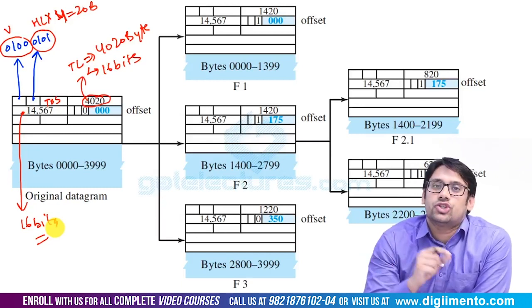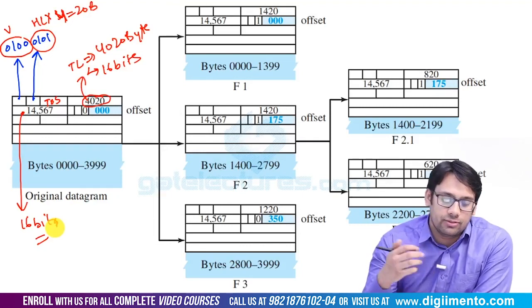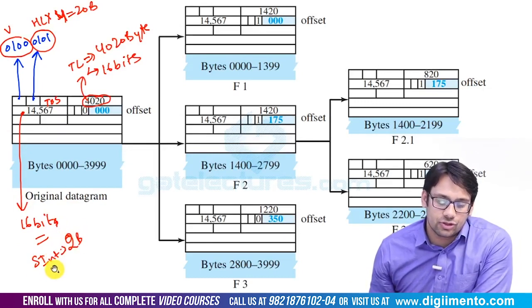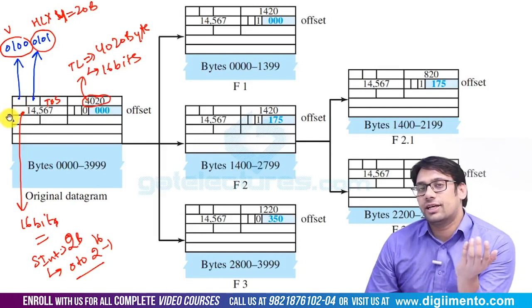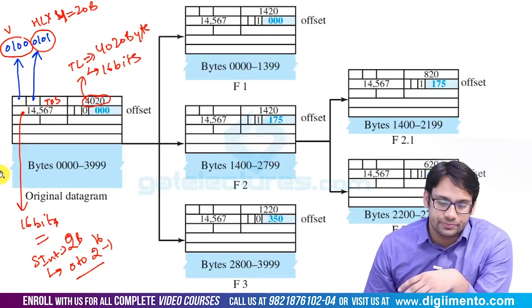Because this identification is a unique number and we use 16 bits, it is just like storing a short integer in a program in your main memory. For this we use a short int. Because a short int is 2 bytes, it contains values between 0 to 2 raised to power 16 minus 1. So this ID field can contain any value between 0 to 2 raised to power 16 minus 1.